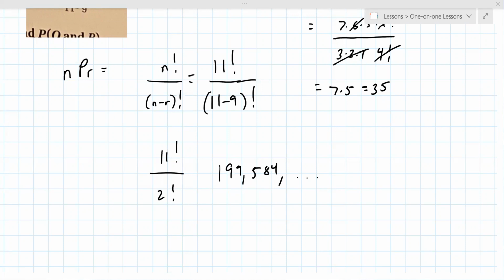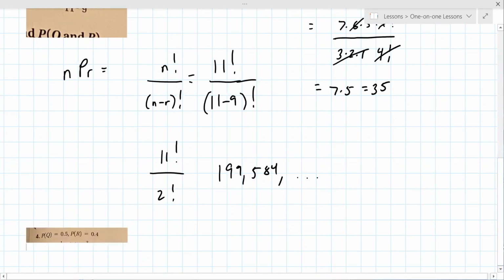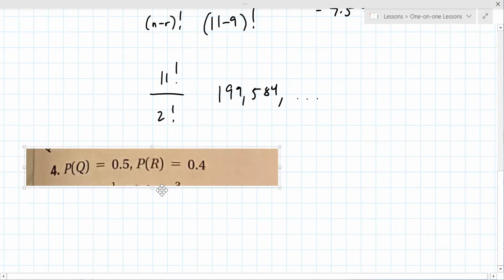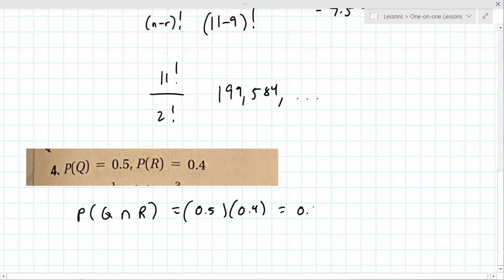All right. Number 4. P and Q. So the probability of Q, what did I ask for? Q and R. Okay. So they're independent, which means that you multiply. So the probability of Q and R, that's the symbol there, is 0.5 times 0.4. You just take these two numbers and multiply them together. 0.2. And number 5 is very similar. You simply multiply the two numbers together.